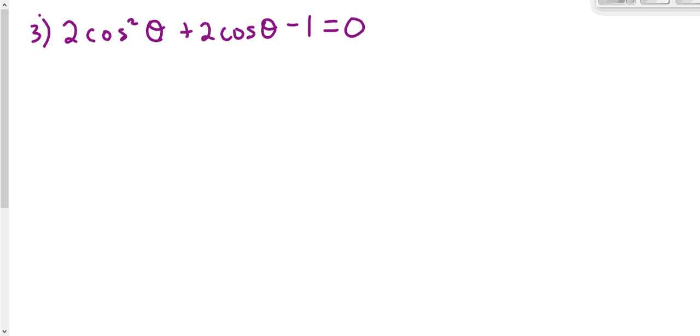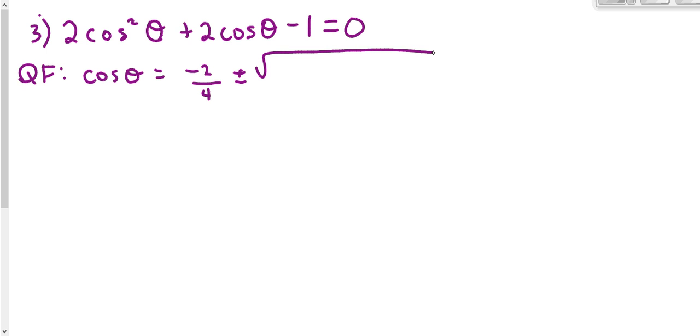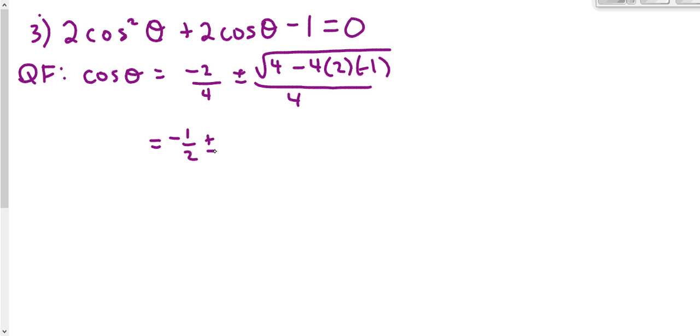So this one is similar to notes example number 3, and it's another one where unfortunately we have a quadratic equation in disguise that is not factorable. So we're going to use the quadratic formula. So we have cosine theta equals the opposite of b, negative 2, over 2a, 4, plus or minus the square root of b squared, 4, minus 4ac, so minus 2 times negative 1, over 2 times a, which is 4.